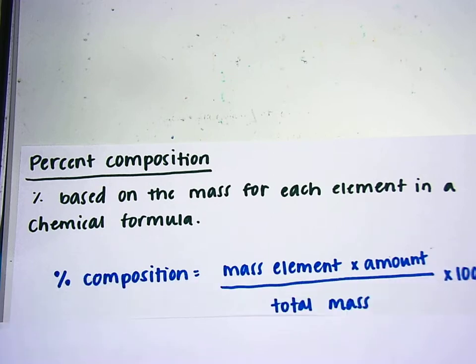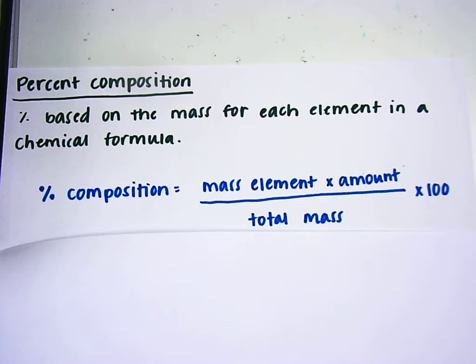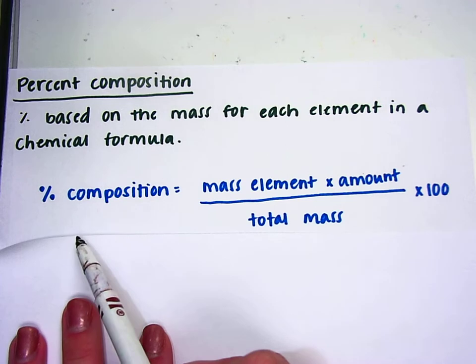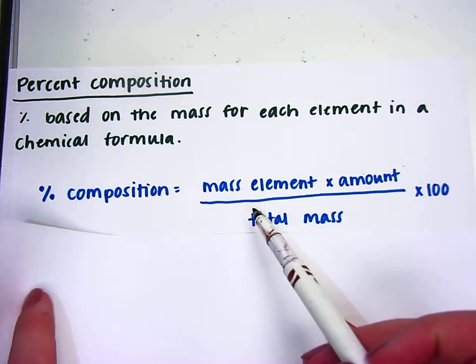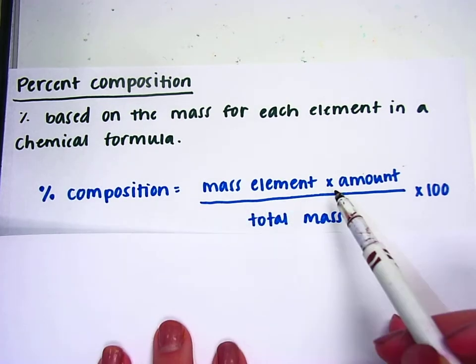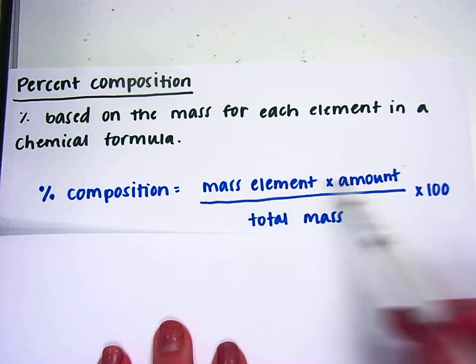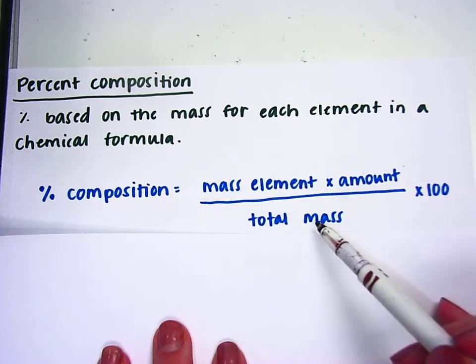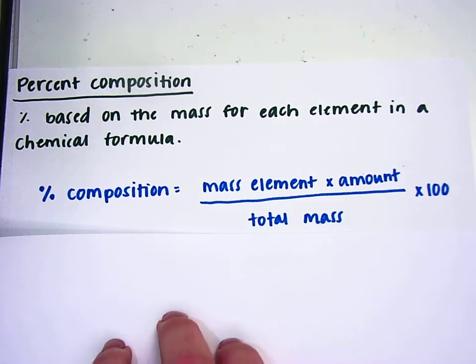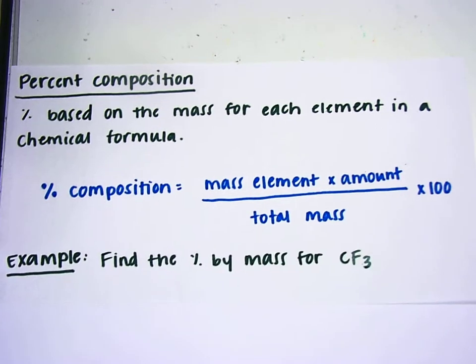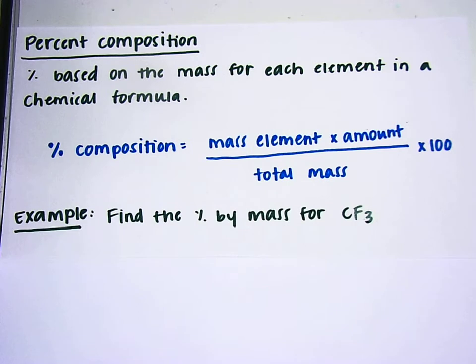So the formula for percent composition is up here on the board. You take the percent composition, it equals the mass of the element times the amount of that element, or in other words, the atomic mass times the amount, and you're going to divide it by the molar mass. Then you multiply by 100. So we'll do an example, and we are going to find the percent by mass, that's another way of saying the percent composition, for CF3.